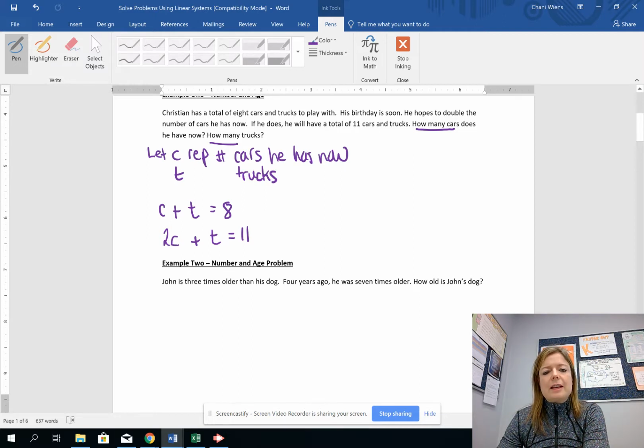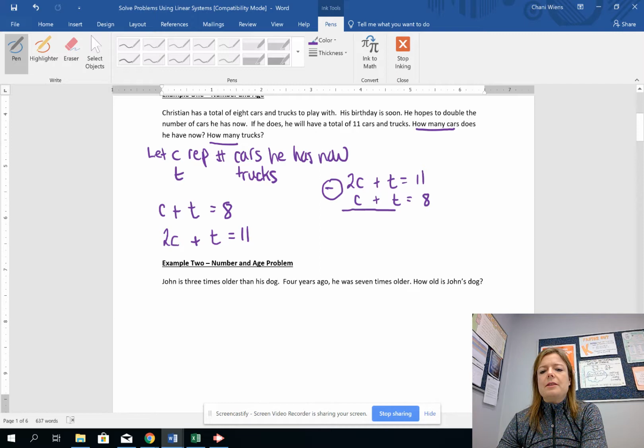Taking a look at this, it is pretty naturally set up for elimination rather than substitution. Again, you can use substitution, that's absolutely no problem. But notice if we just subtract the 2 equations, we can solve it. So I'll just rewrite them. I'll put the 2c plus t equals 11 on top, and then the c plus t equals 8 on the bottom. And we can subtract the 2 equations.